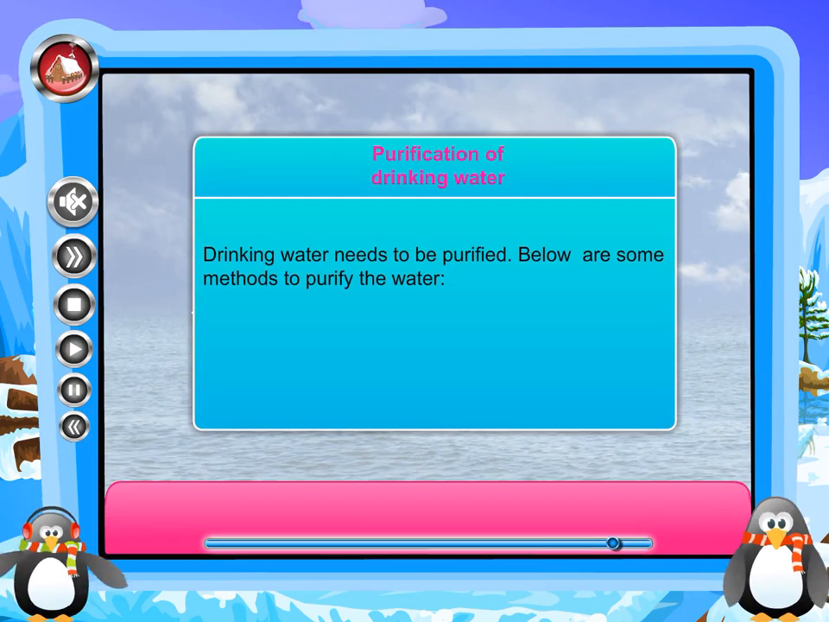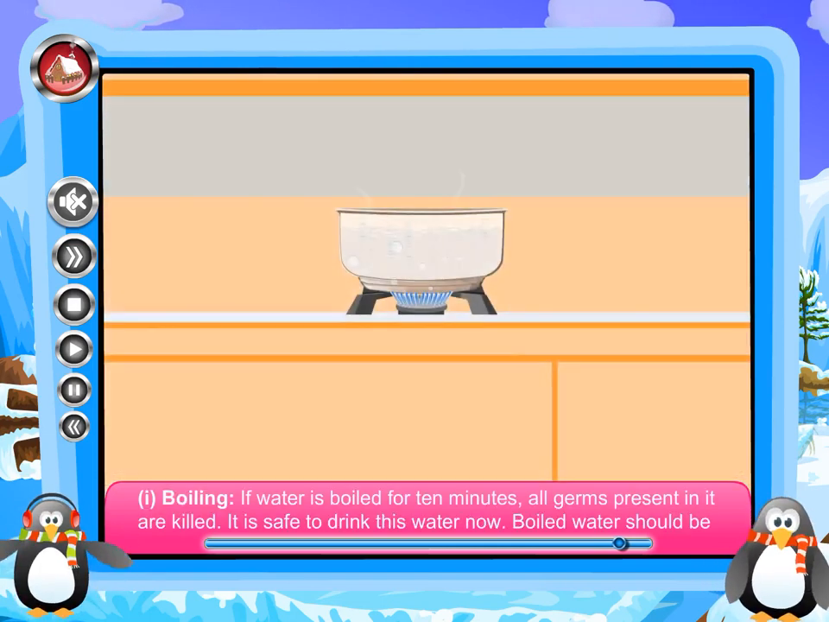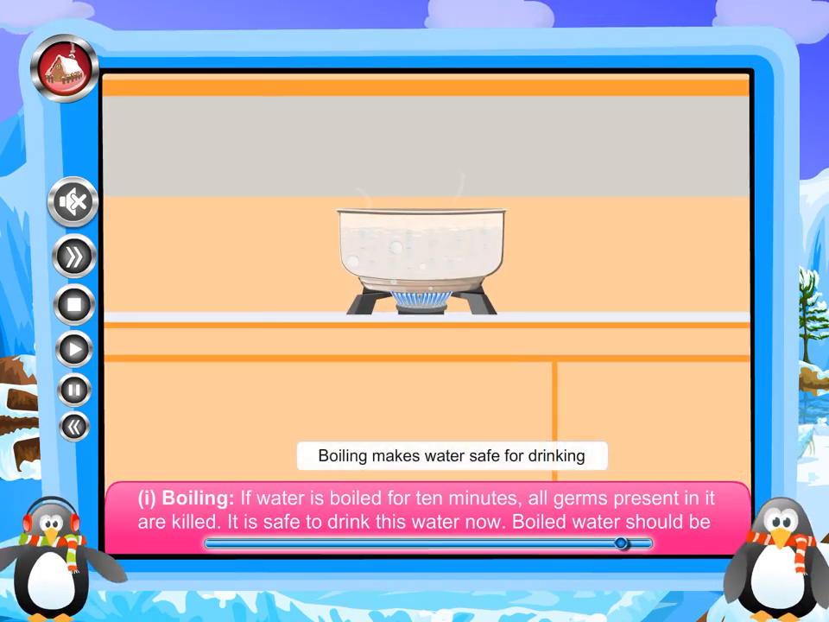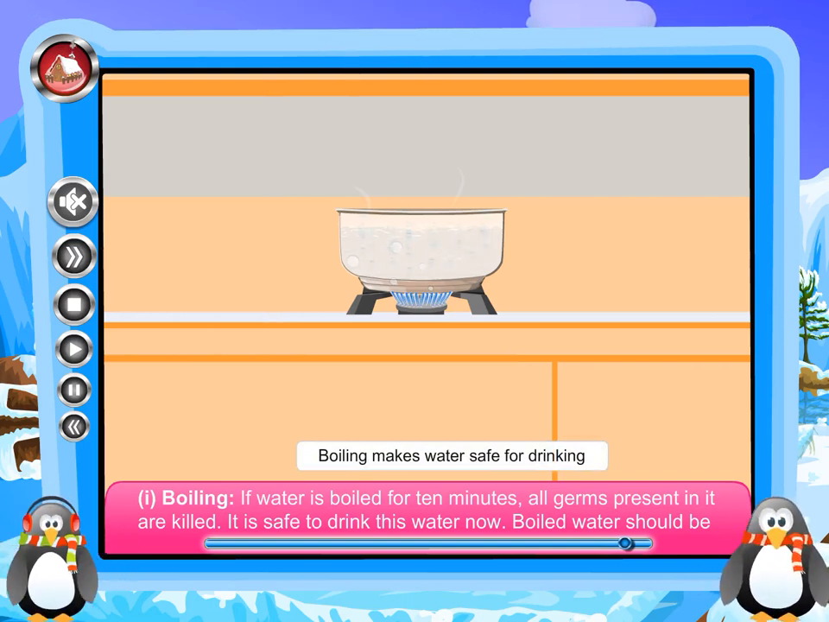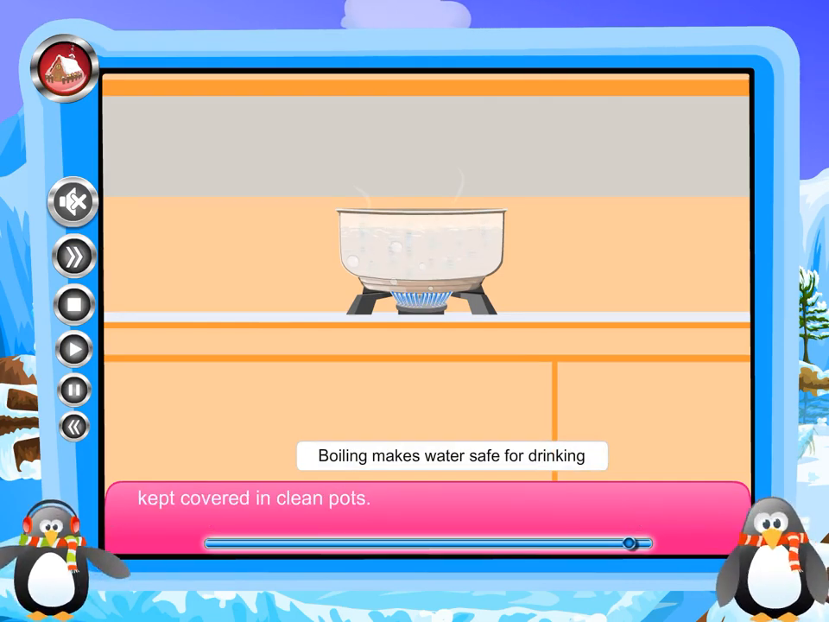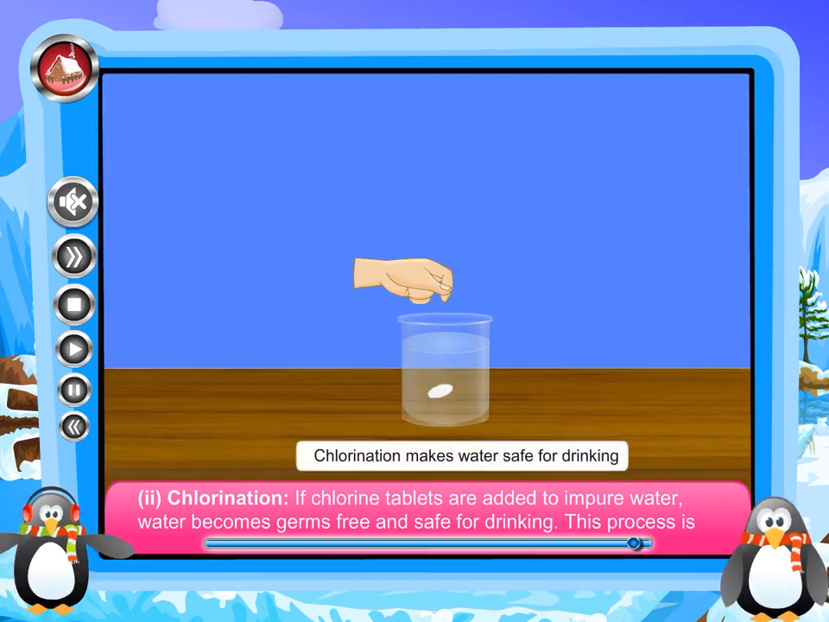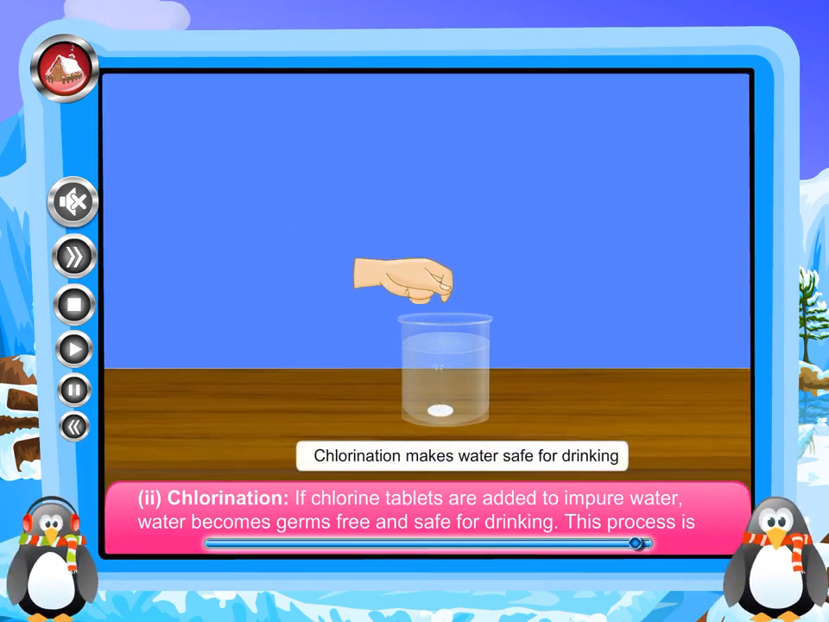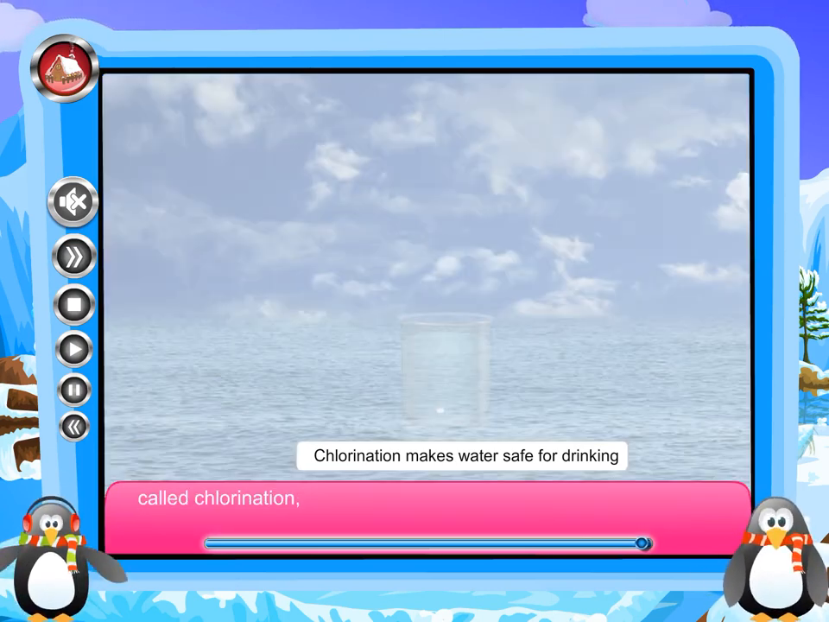Purification of drinking water. Drinking water needs to be purified. Below are some methods to purify water. Boiling. If water is boiled for 10 minutes, all germs present in it are killed. It is safe to drink this water now. Boiled water should be kept covered in clean pots. Chlorination. If chlorine tablets are added to impure water, water becomes germ-free and safe for drinking. This process is called chlorination.